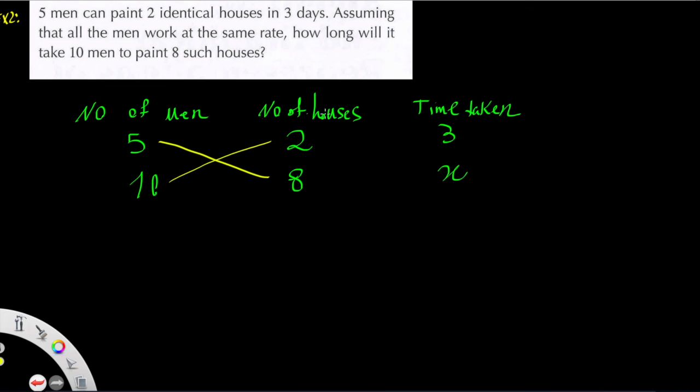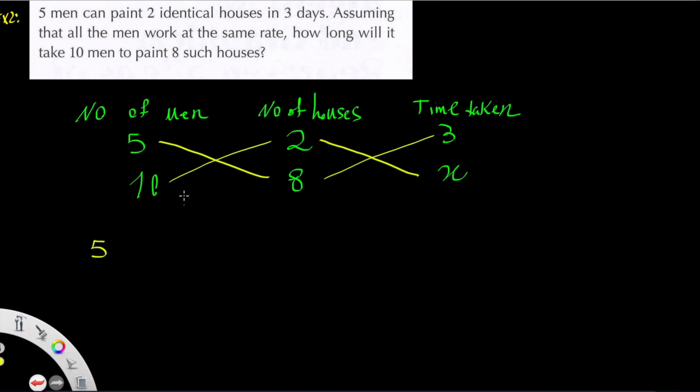Now, number of houses and time taken. When you have more houses, does it take more time to be painted or less time? Definitely more time. So more houses, time taken also will be more. So again, they are directly proportional, this symbol. Now your roads are ready to drive.